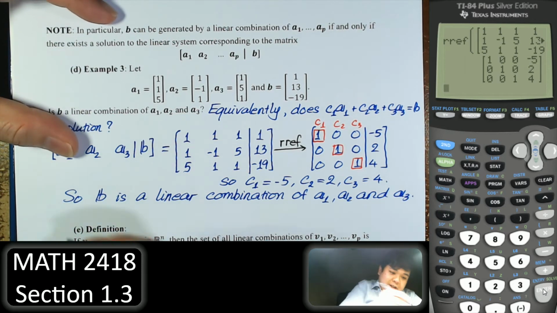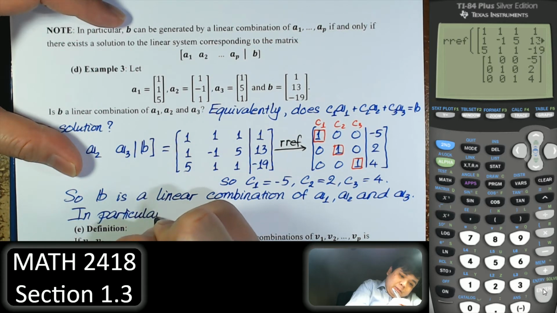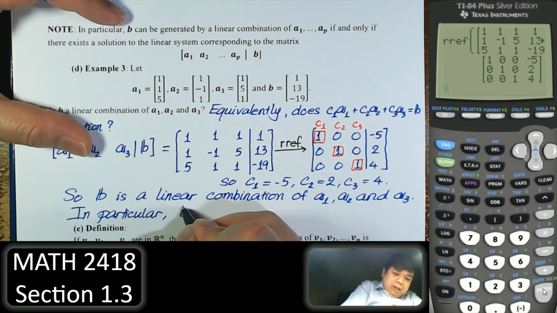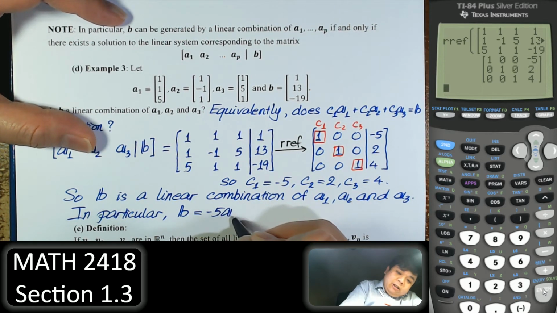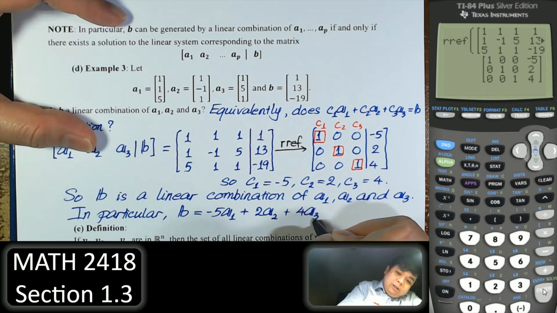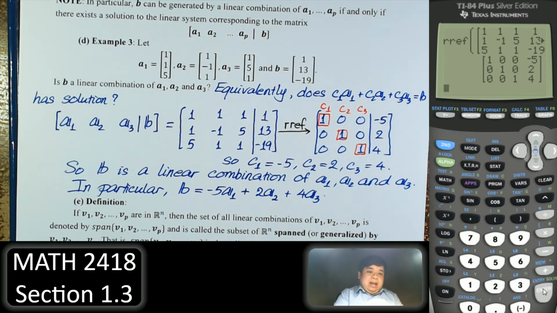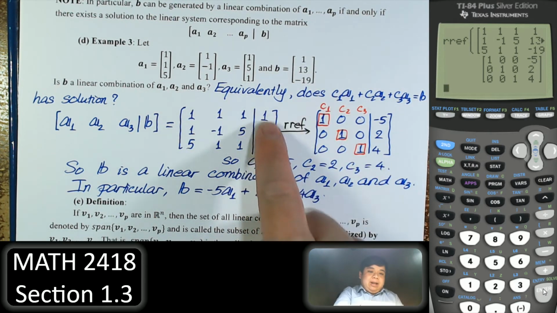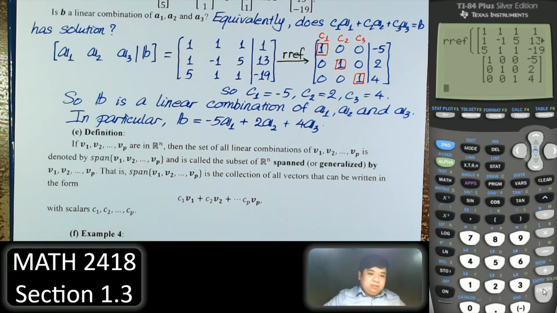In particular, vector B is a combination of negative 5 A1, 2 A2, and 4 A3. Right. So we just stack all the vectors on the left side and then the vector on the right side. If it is a linear combination of those vectors, there has to be a solution. Right.